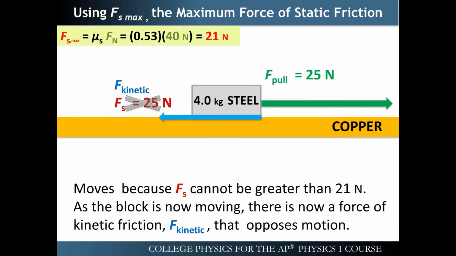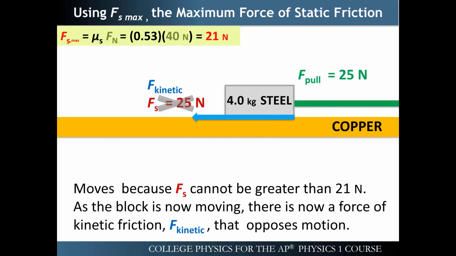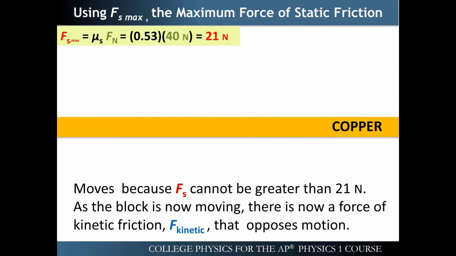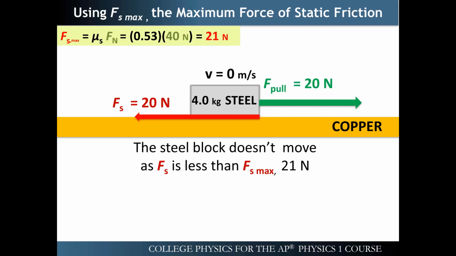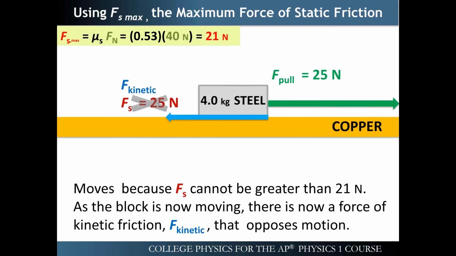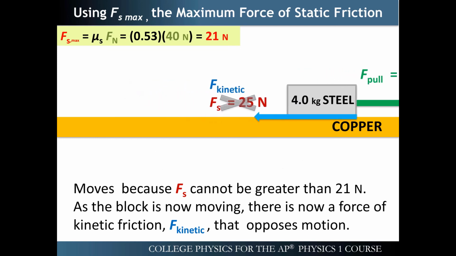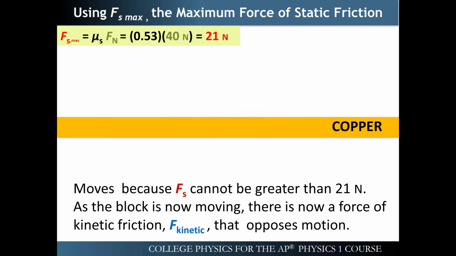So if we did pull with 25, that is beyond the 21. And so that static friction could no longer stop it from moving. And then it would just be the kinetic friction. So you can see they've changed the words here. Kinetic friction is what would be in play now. And so it would be moving. And in fact, since the 25 is so much greater than the 21, it would be accelerating.